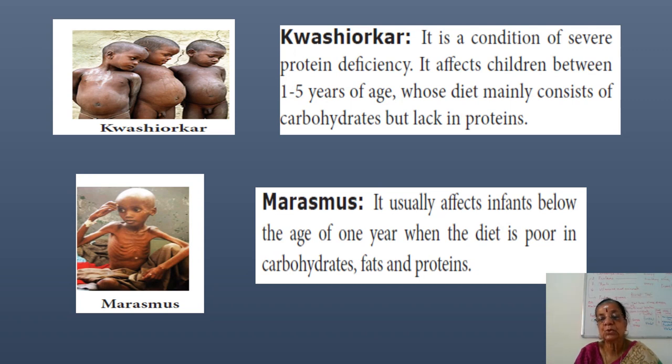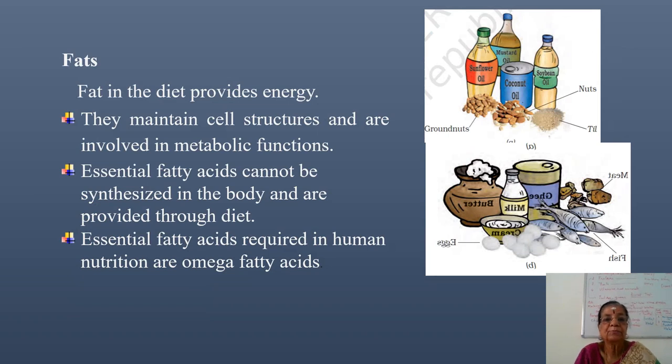That's retarded growth, the symptoms. Whereas marasmus usually affects infants, newborn babies below the age of 1 year, when the diet is poor in carbohydrate, fat and protein. The children will have a pigeon chest and very thin bones. The bones have become reduced. That's the symptom for marasmus. I hope you understand. So this is kwashiorkor and marasmus. The next one is about fat.